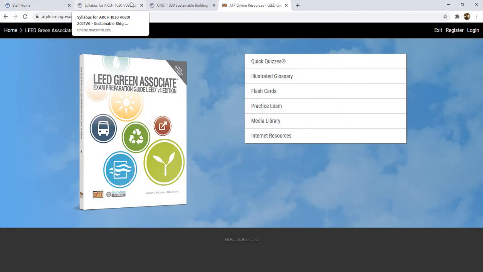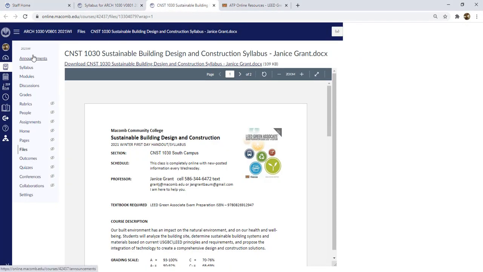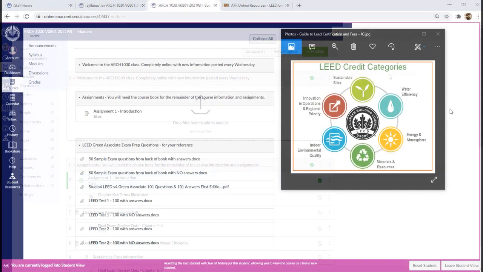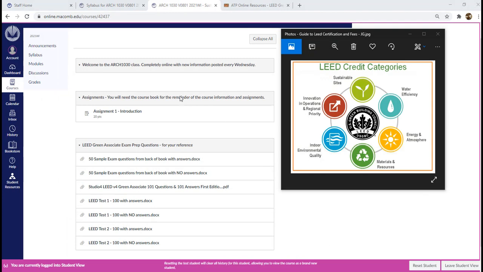So going back to the class itself, just keep in mind that this used to be called CNST 1030. When I first created it, it was for the architecture and construction, and that was one of the first construction classes. But since then, we've changed to the ARCH for architecture. Very excited about it. In Canvas, we will post new information each Wednesday so that you can take a look at the direction that we're taking within the assignments.